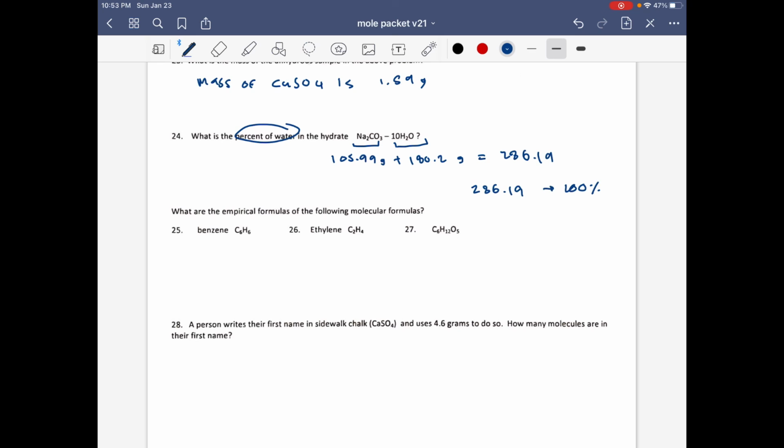So what is our water? This is our water, so 180.2 grams. How much is that? So when you solve for x, what you get is 62.96. So what this means is 62.96% is our percentage of water in the hydrate. And that's it. Bye.